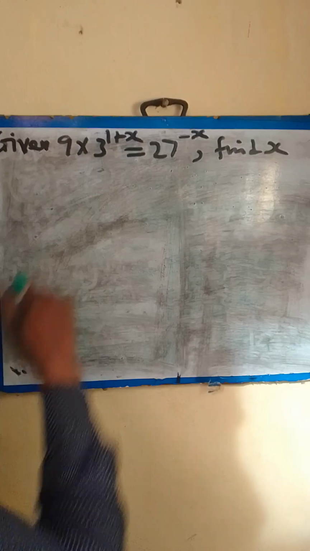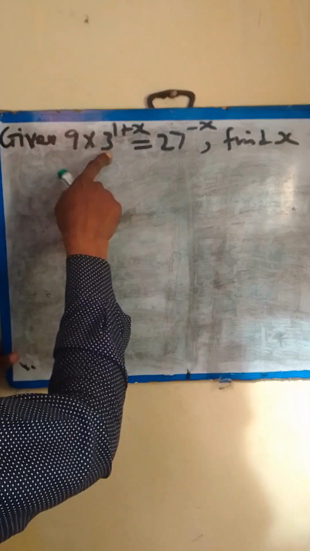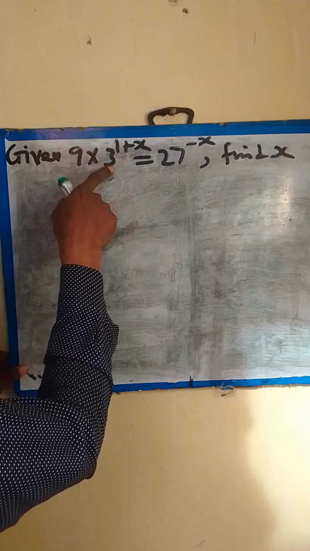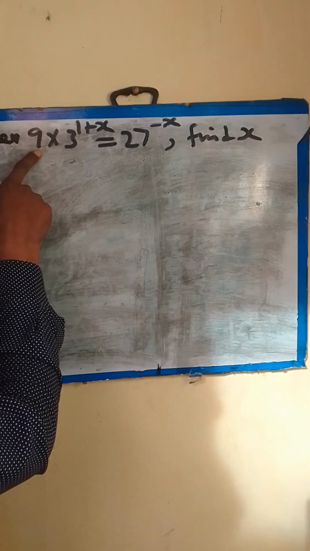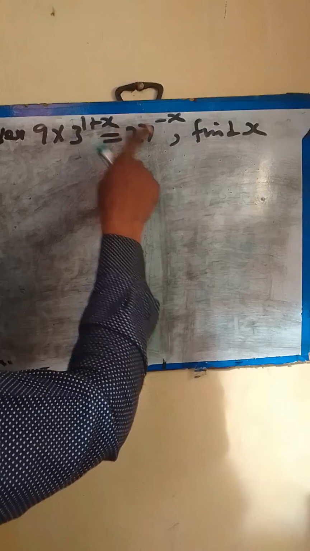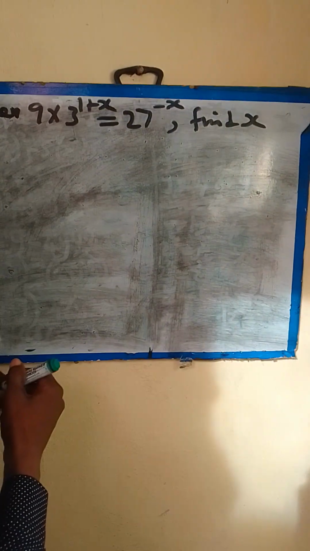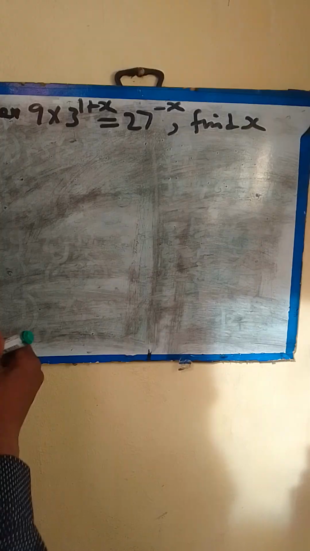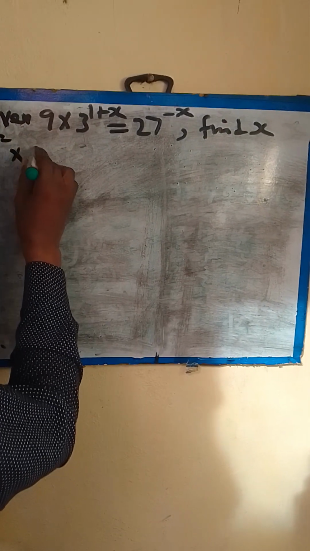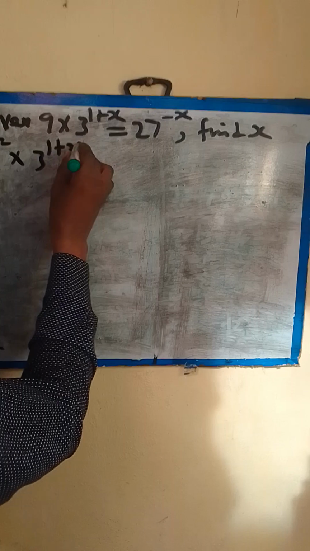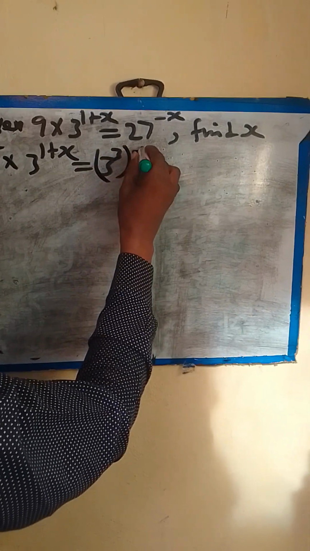Try to express both sides in the power of base 3. Why we are expressing both sides in the power of base 3 is because 3 times 3 gives us 9, and 3 times 3 times 3 gives us 27. That is why we are expressing both sides to the power of base 3. So we are going to have 3 raised to power 2, which is 9, times 3 raised to power 1 plus x is equal to 3 raised to power 3 minus x.